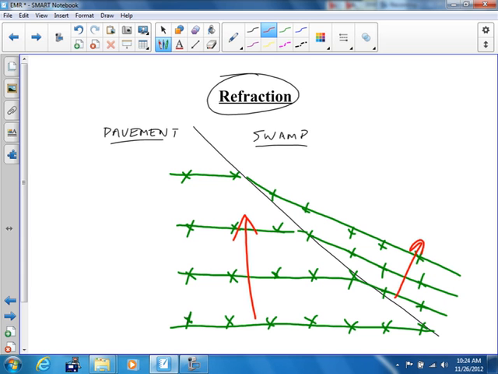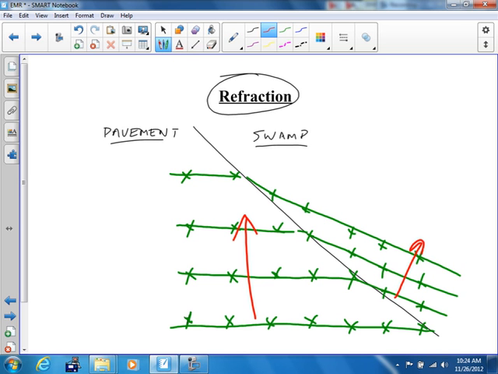Why? Well, because when these soldiers, or these waves, went from one medium to the other, when they slowed down, they changed direction. Refraction is the bending of a wave due to the change in speed of the wave as it goes from one medium to the other. Does that make sense?